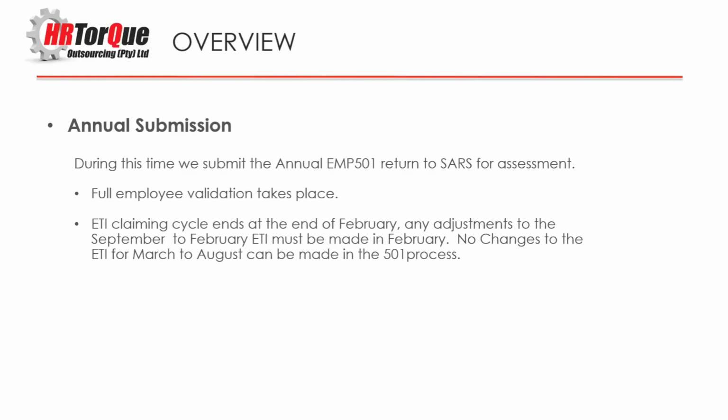Sorry, that is a mistake on your screen there. ETI for March to August cannot be made. No changes to the ETI for March to August can be made in the 501 process. So if there is an error there, you're going to have to start a separate process with SARS to try and rectify that. They don't mind so much if you're reducing your ETI. Obviously, there's penalties and interest involved, but they do really dislike it if you try and increase your ETI.